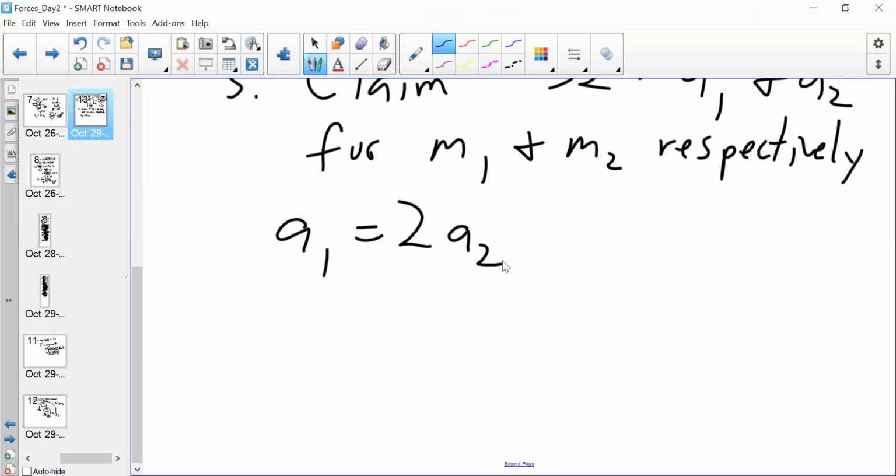So we can use the kinematics equations. Delta x equals 1/2 a t squared, and that's why we know that a1 is going to be double the acceleration of a2. But let's do this a little bit more empirically.